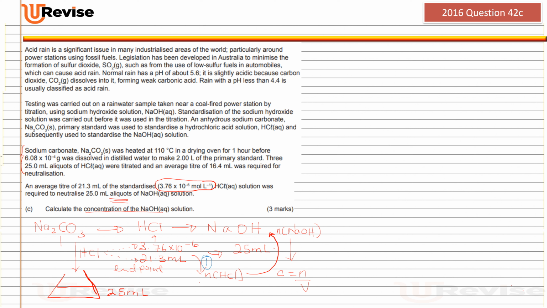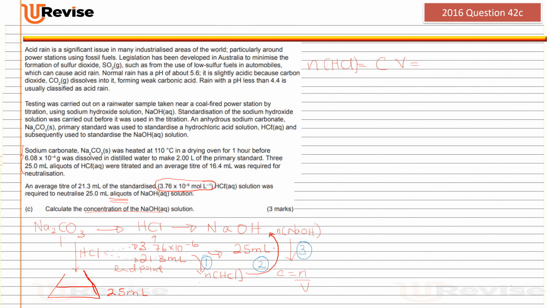So these are the steps. Step number 1, step number 2, using a balanced equation, and step number 3, where we just use this formula to determine the concentration of sodium hydroxide. So let's jump straight into it and carry out the relevant calculations. The first step, we said we need to figure out the moles of HCl, which is equal to concentration times volume. And to do that, we say it's 21.3 milliliters.